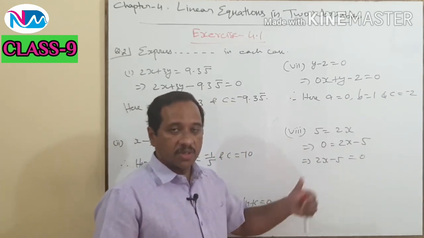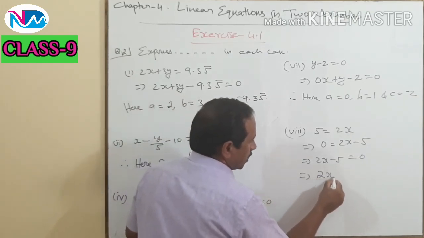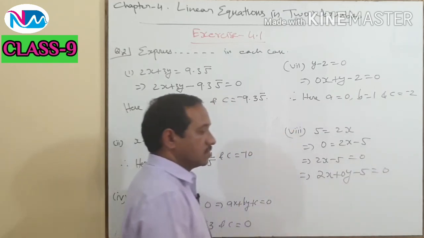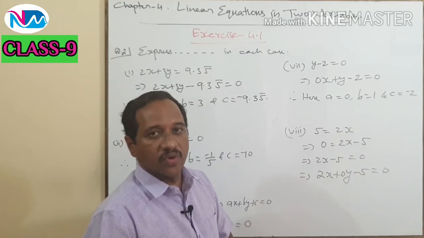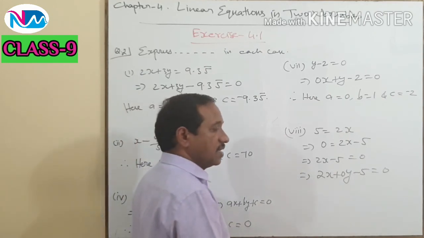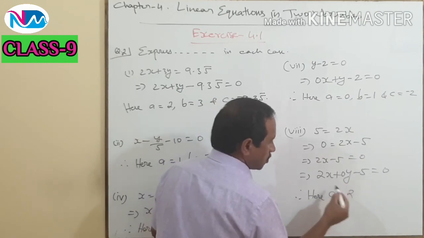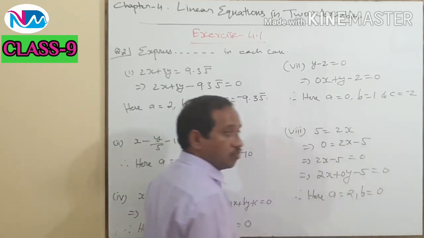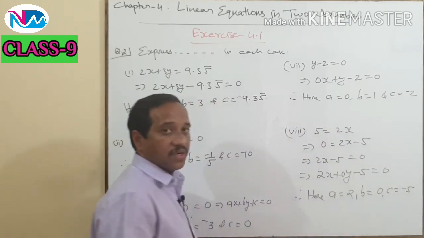Here we don't have the y term. We can add 0y: 2x plus 0y minus 5 is equal to 0, which is now in the form of ax plus by plus c is equal to 0. Therefore, here a is equal to the coefficient of x, 2, b is equal to the coefficient of y, 0, and c is equal to minus 5.